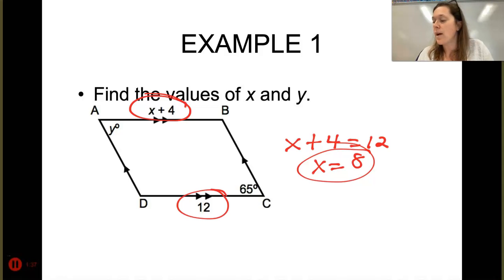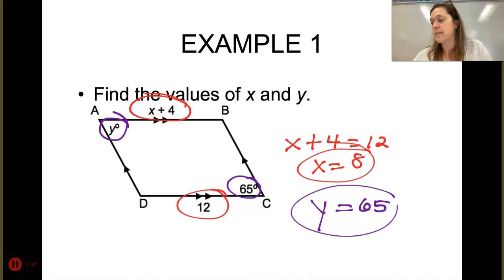Now we need to solve for y. Here is my y. Notice y has a degree sign in it, so that means it's inside an angle. So what did our theorem tell us about angles? It tells us that opposite angles are congruent. Well, y is opposite of the 65-degree angle, which tells me that y should be equal to 65.